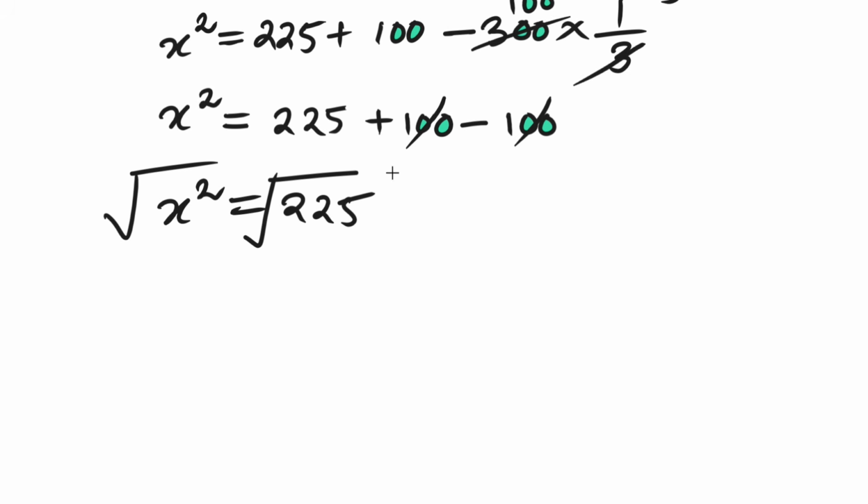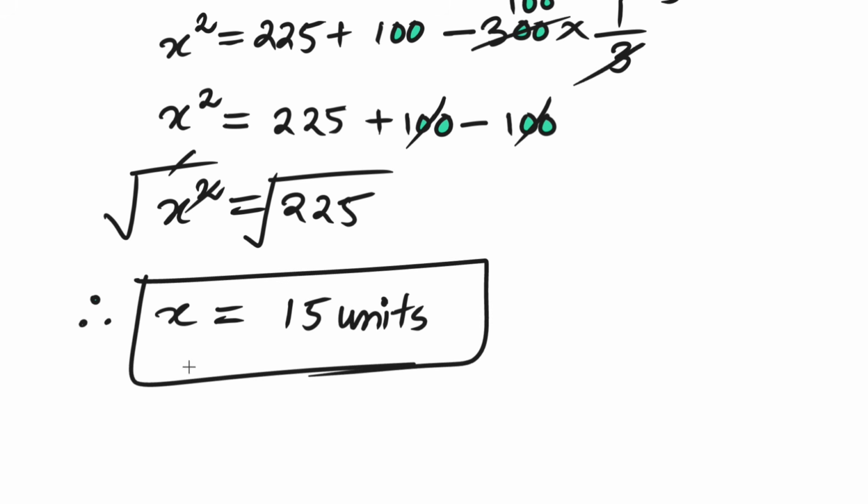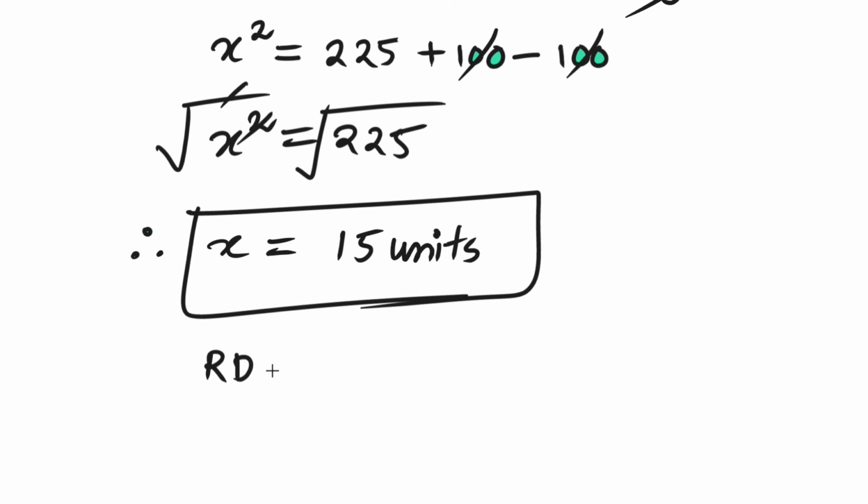Taking the square root of both sides gives x equals positive or negative 15. But again, x represents the length of RD, so we take the positive value. Therefore, x equals 15 units. Since x represents RD, we conclude that RD equals 15 units.